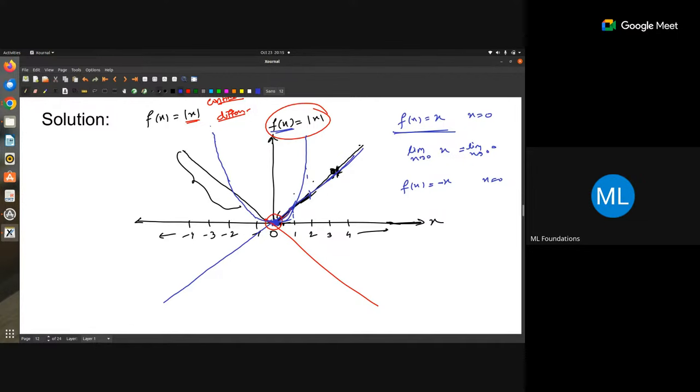Okay, so this is x square, and when I divide mod x by x square, it will give me what actually? 1 by x. Yeah, so 1 by x will look like what? So 1 upon 1 is 1. 1 upon minus 1 is minus 1. It will be like a rectangular hyperbola. And 1 upon 2 is 0.5, right? So yeah, it will go like this.